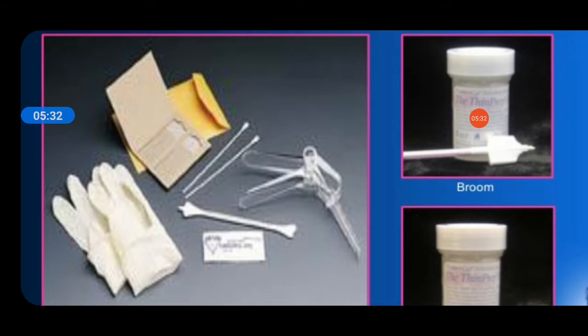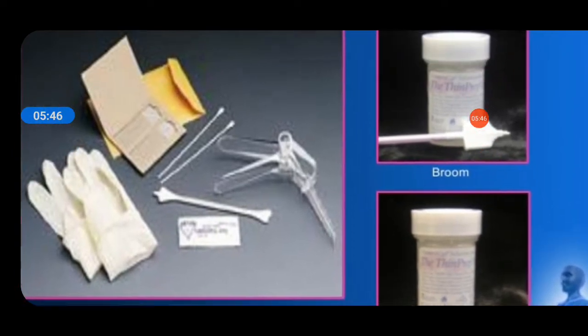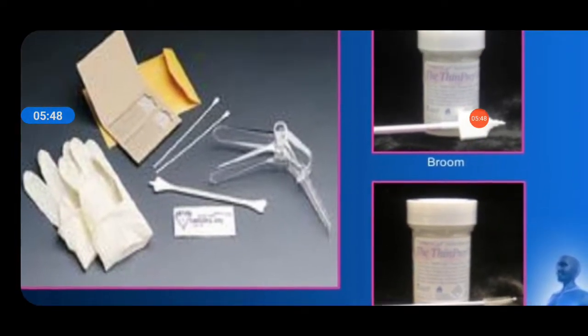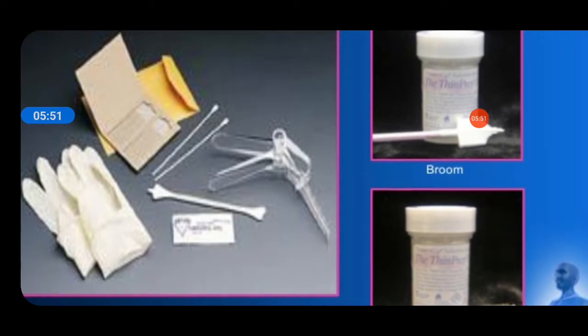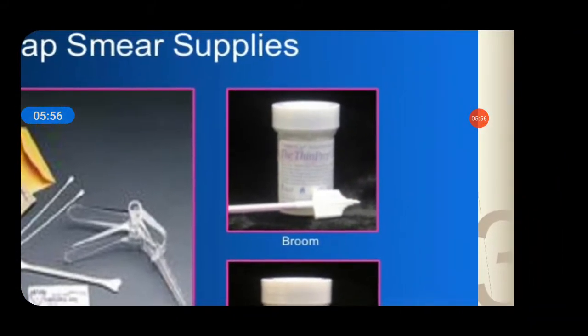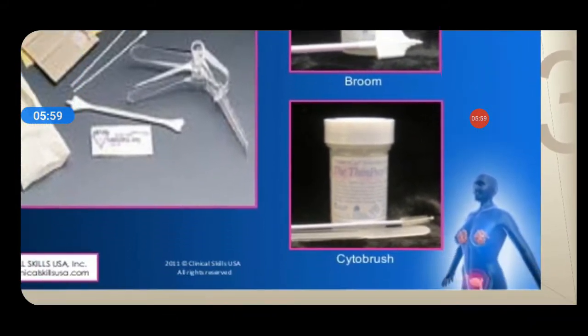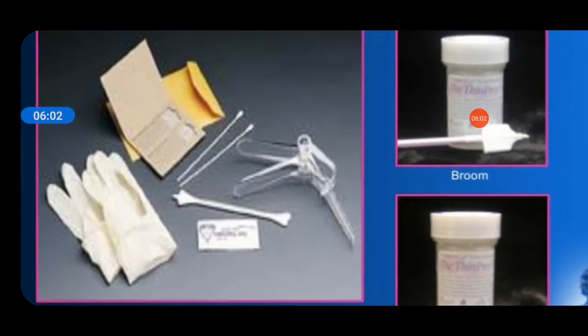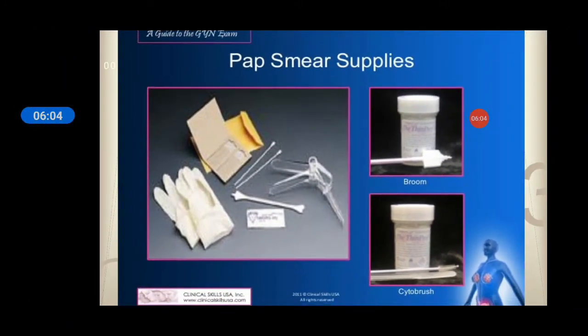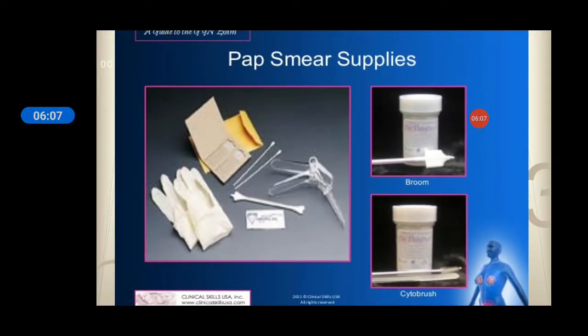It contains the Ayre spatula, you can see here, a cytobrush, and cotton swabs. These three instruments come under the pap smear kit. Then gloves for wearing, a container for the collection, and glass slides to spread the sample collected. After the collection, you have to keep the glass slides in a closed container and send it to the laboratory for the study. So all these pap smear kit items should be kept ready beforehand.